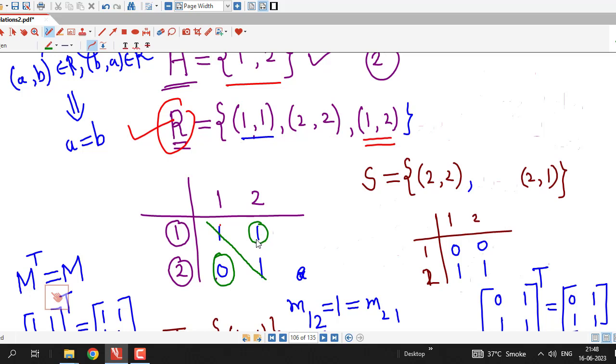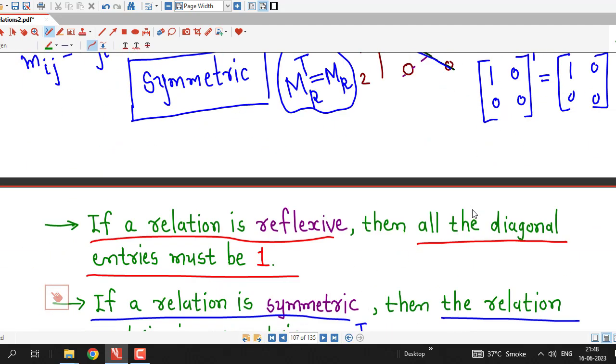Opposite means if I have 1 here, here I have 0. This entry is nothing but the entry in the first row and second column, and this is the entry in the second row and first column. If m12 is 1, then m21 is 0. Same thing here: m12 is 0 and m21 is 1. So if our relation is antisymmetric, then the relation matrix satisfies this property.